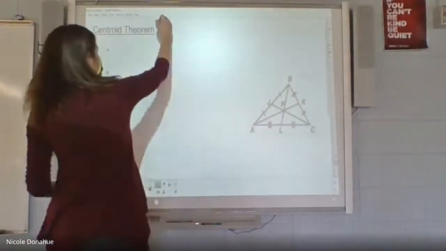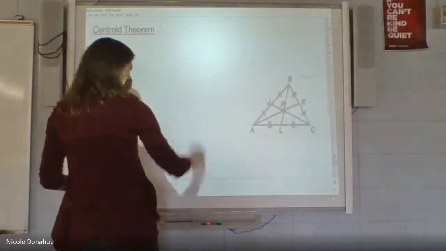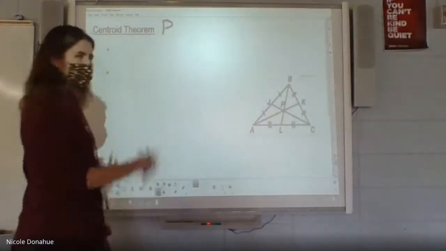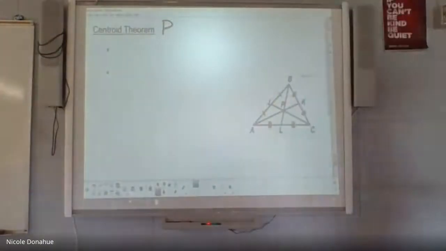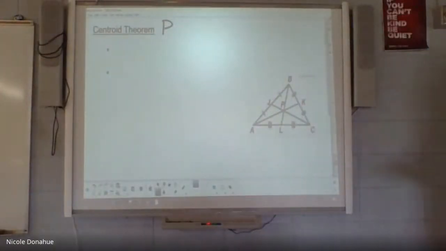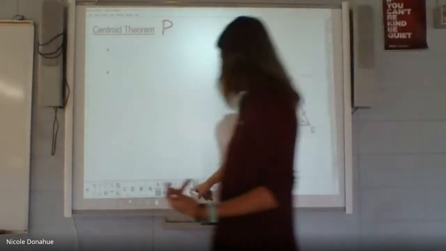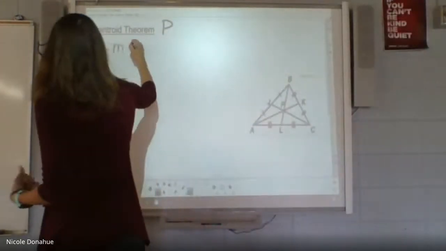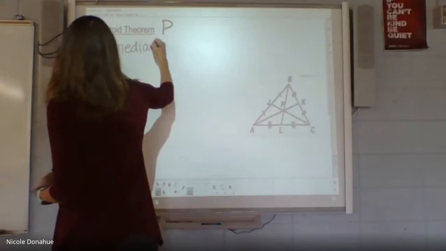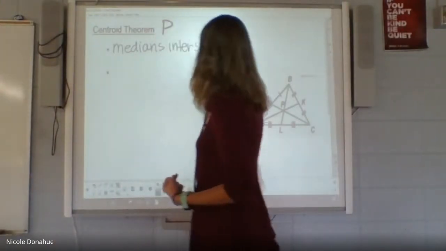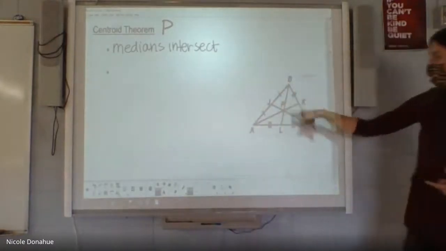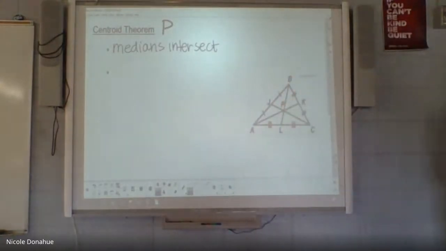So we have point P here as our centroid. They always use P for the center, I don't know why. So P is our centroid. It's where all the medians come together. So all the medians intersect at the centroid. All the medians come together at point P.